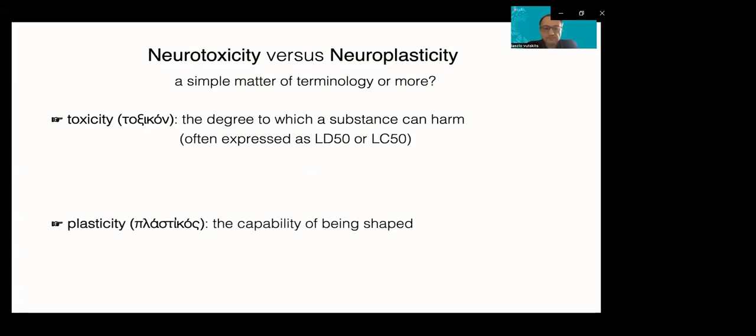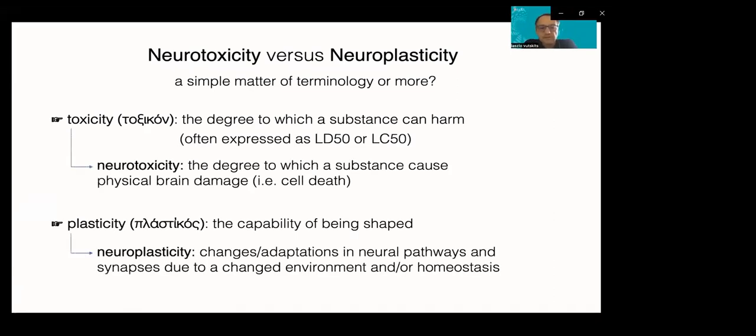In contrast, plasticity refers to the capacity, the capability of something or someone of being shaped due to an external stimulus most of the time. So the capacity of adaptation. In this context, neurotoxicity we could define as the degree to which a substance can cause physical brain damage, that is cell death. And neuroplasticity refers to the changes and the adaptation in neural pathways and synapses due to a change in environment and change in homeostasis.